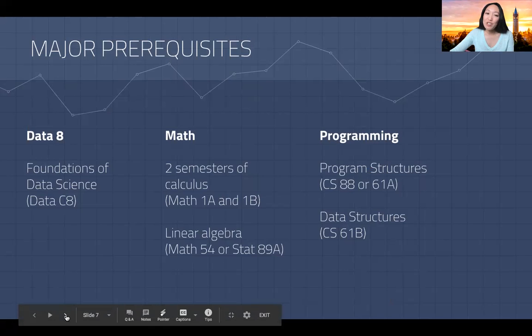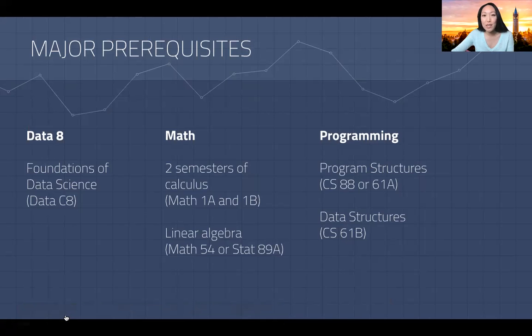So if you are interested in majoring in data science, we have 6 lower division prerequisite courses that you would plan to take in order to declare the major officially. Usually these courses are taken over the course of your first 2 years here at Berkeley. Of course, we have Data 8, Foundations of Data Science. We also require a year of calculus at UC Berkeley. That's 2 semesters, Math 1A and Math 1B.